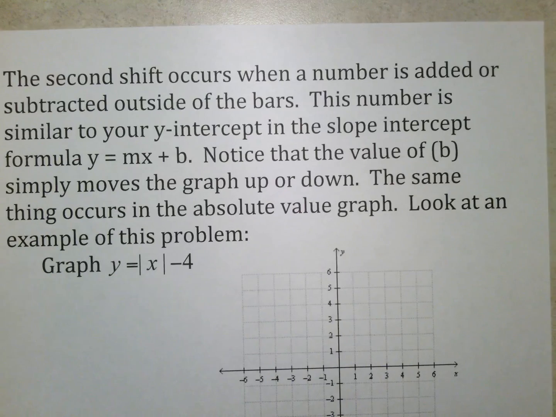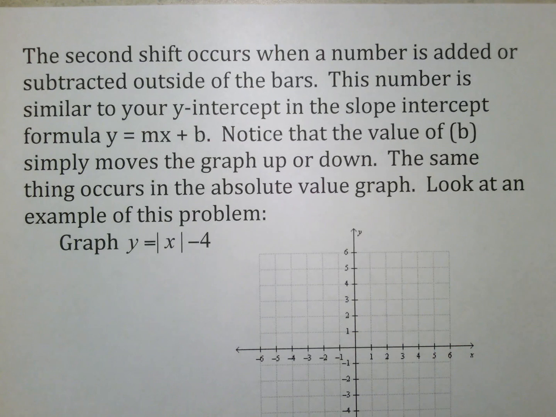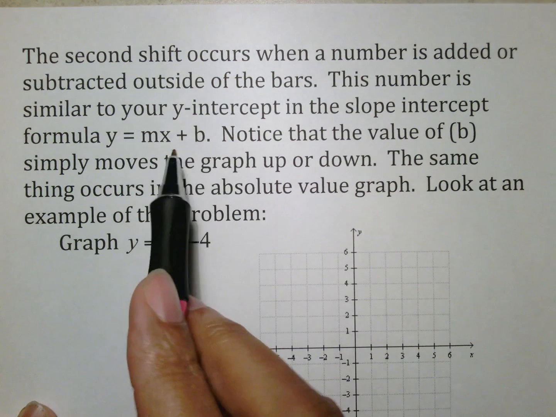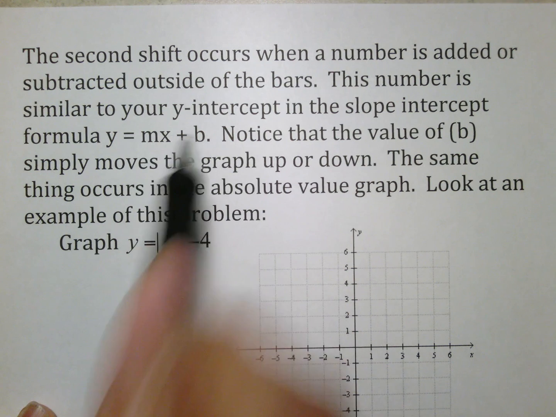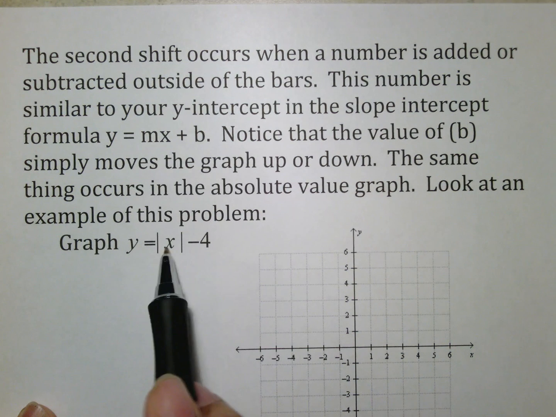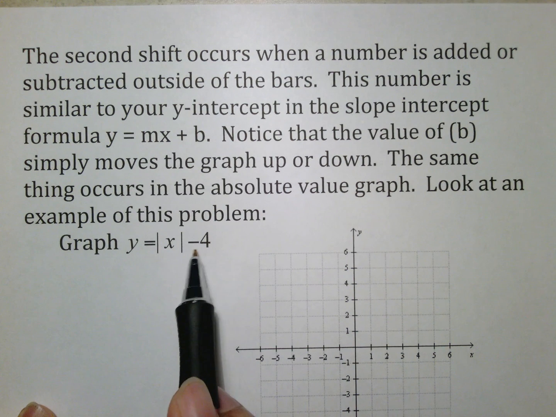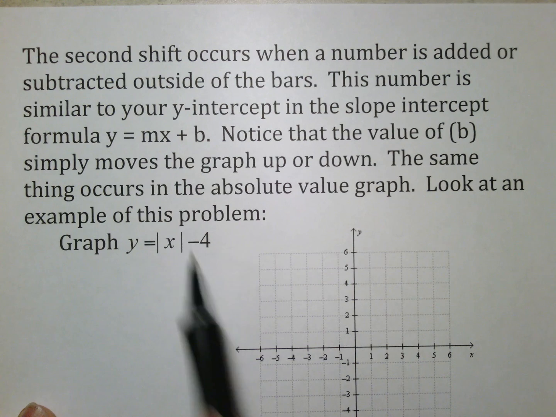The second shift occurs when a number is added or subtracted outside of the bars. This is similar to our y-intercept, because remember the y-intercept moves up or down the y-axis. Notice that the value of b simply moves the graph up or down. So here you have mx and then plus b. This would be kind of like your mx plus b here. So what we would know from here is that this should cross at -4.